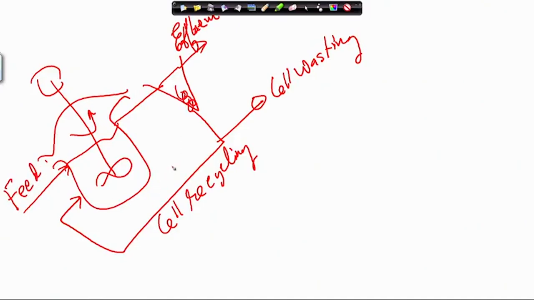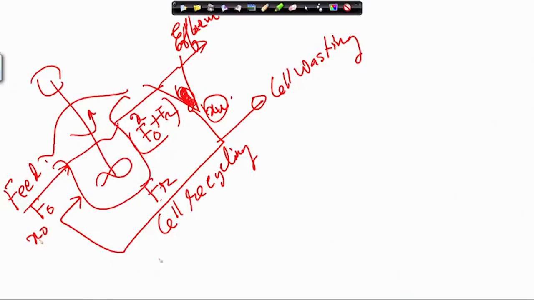Now suppose this is the settled cell mass concentration, Xu, and this is X. When you settle, obviously the cell mass concentration will be more here, and this is the settled cell mass concentration. Let us assume the recycle flow rate is Fr, and this is F0. Then what will be here? Flow rate F0 plus Fr.